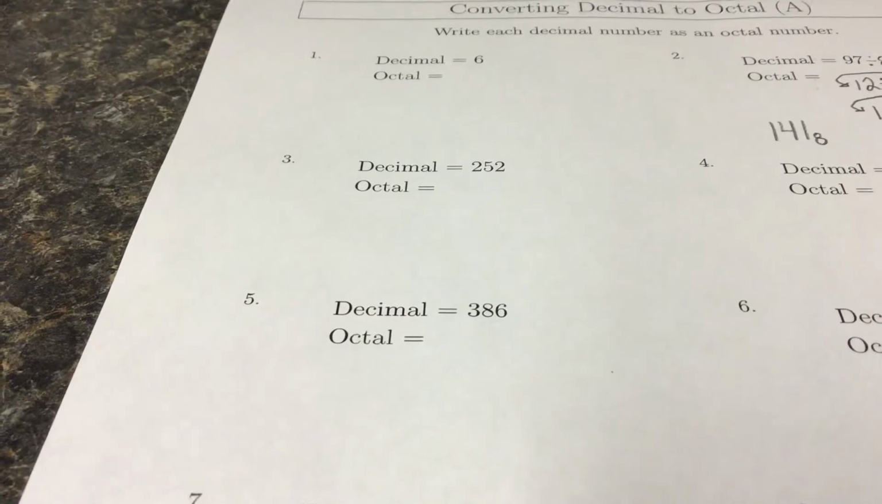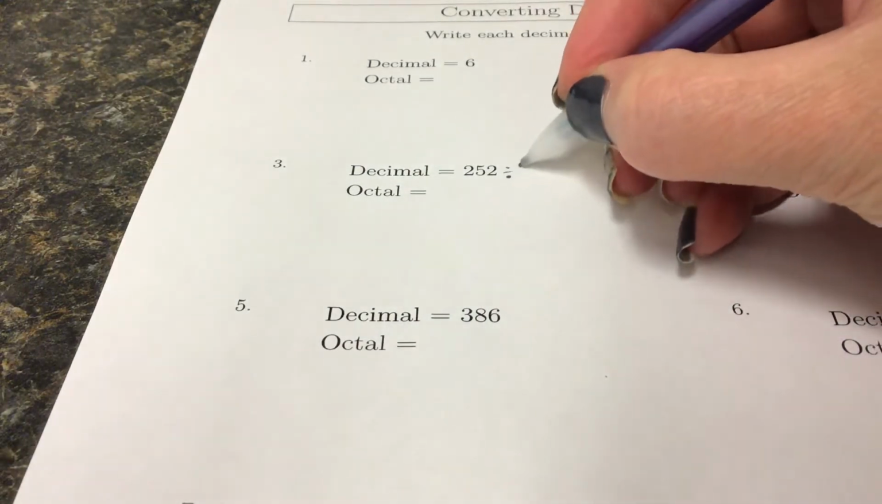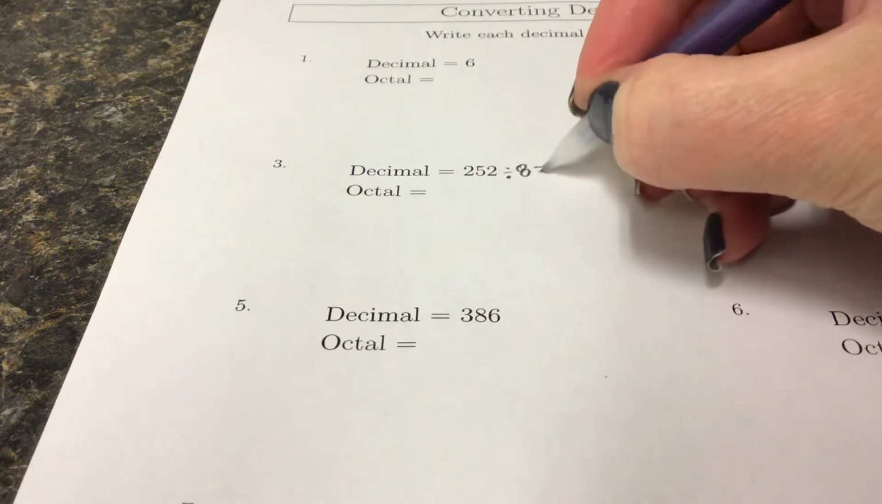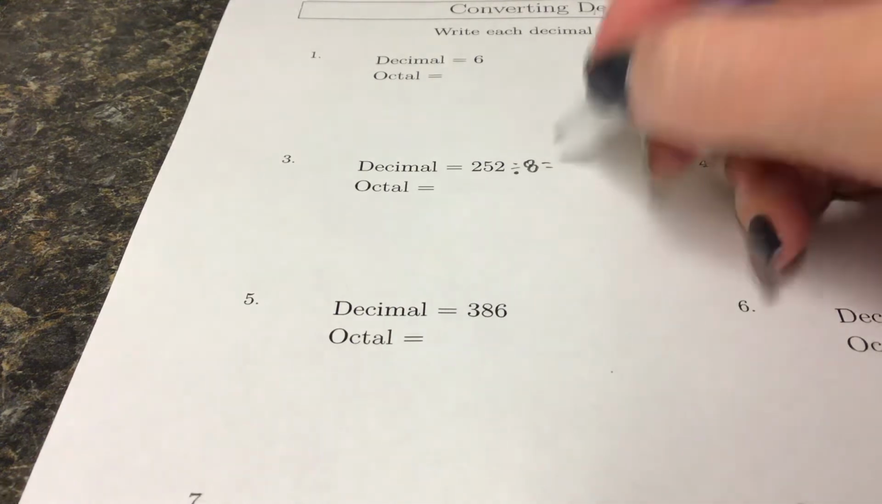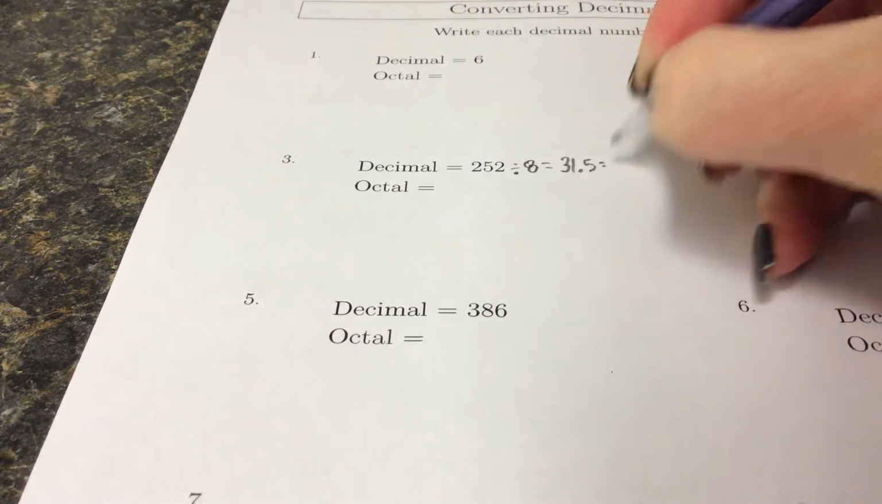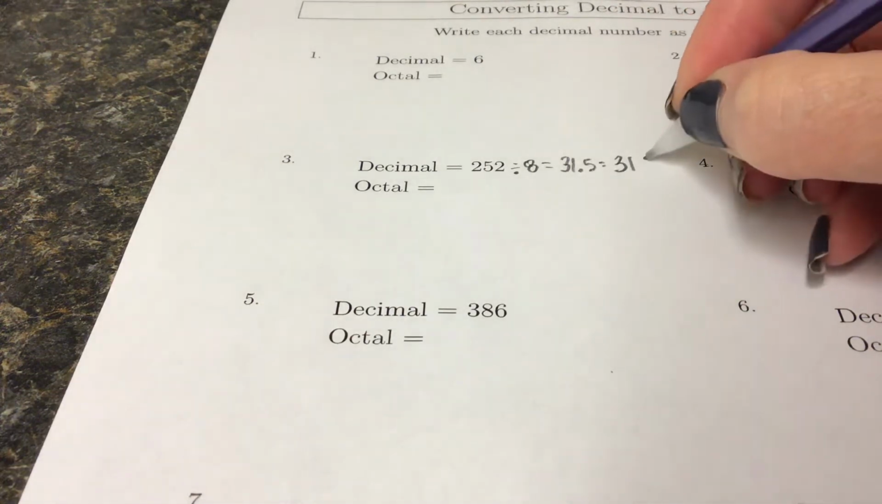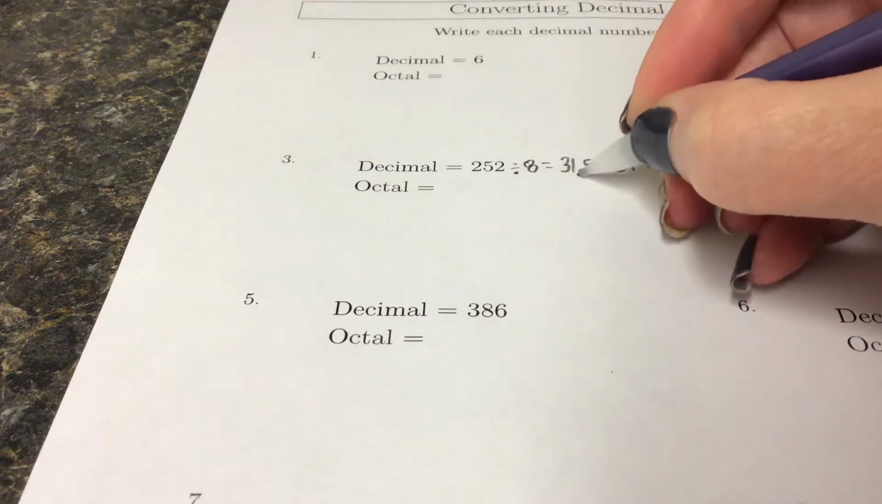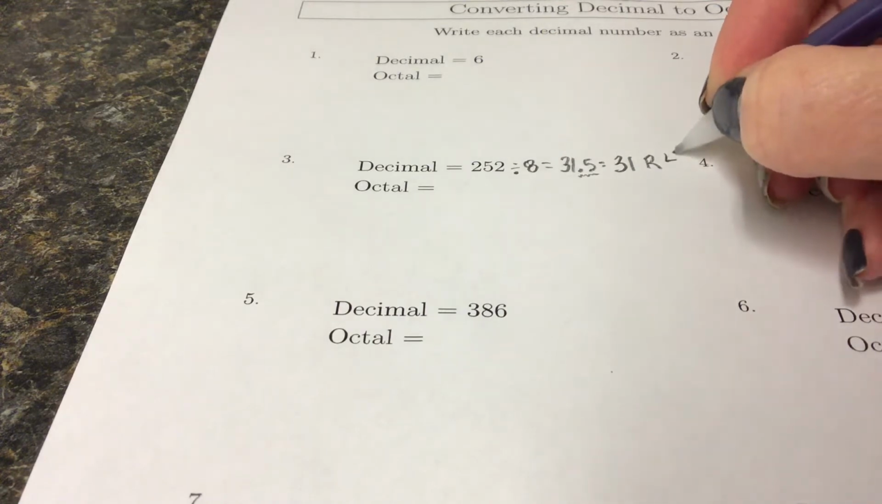So we're going to do number 3 here. A repetitive division by 8. We take 252 divided by 8, and I get 31.5. That means on top of the division bar would have been 31, and we have a remainder, so we take just our decimal times 8. So 0.5 times 8 will give you 4.